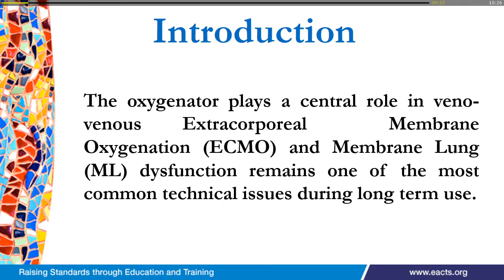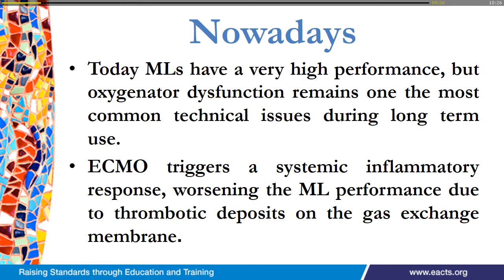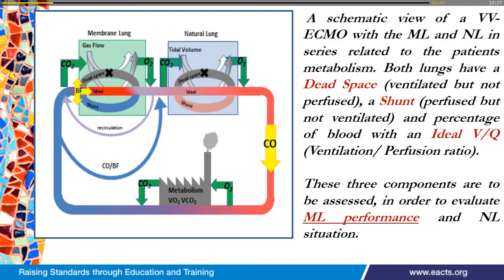Everybody knows that during the procedure, the oxygenator plays a fundamental role in making the procedure successful, and general cases of failure of this procedure are usually due to the oxygenator during long-term use. Currently, with the new PMP membrane, the previous problems are avoided, but ECMO can trigger a systemic inflammatory response, worsening the membrane lung performance due to thrombotic deposit on the gas exchange membrane.